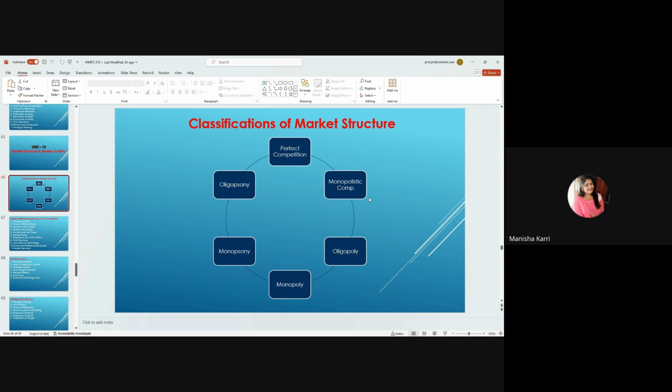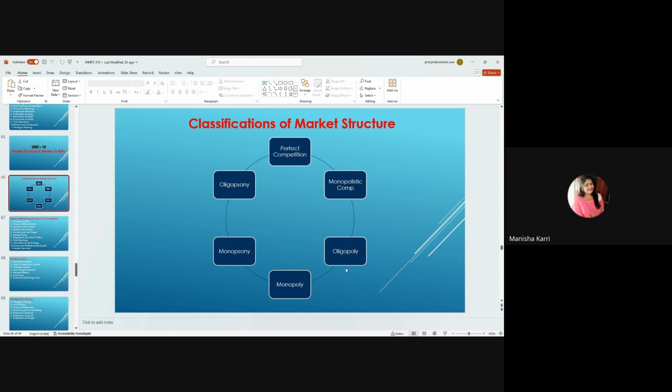Some of the characteristics of monopolistic competition are product differentiation, meaning each firm offers a product that differs slightly from others. They have some control over their price. Firms can set prices within a range due to product differentiation. Examples are clothing brands, restaurants, consumer electronics. These are the best examples for monopolistic competition.